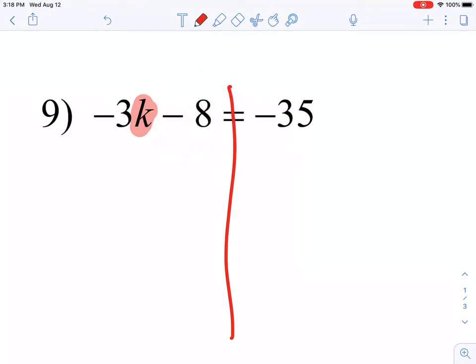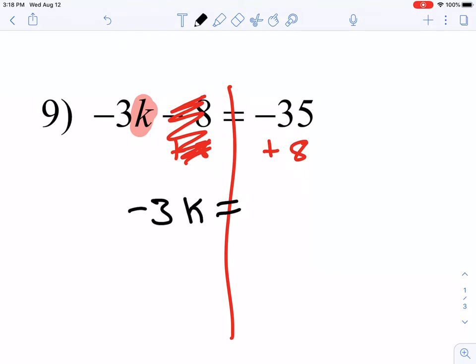So we always are going to move the term that is adding or subtracting first. That means we have to get rid of this -8 first. So we will add 8 to both sides because that's the opposite. That makes these cancel each other out. And then -3k is still here, so I'm just going to write it down. And then I'm going to work out -35 plus 8.